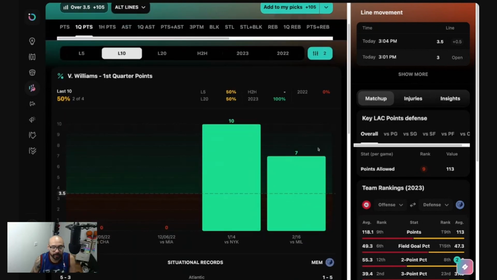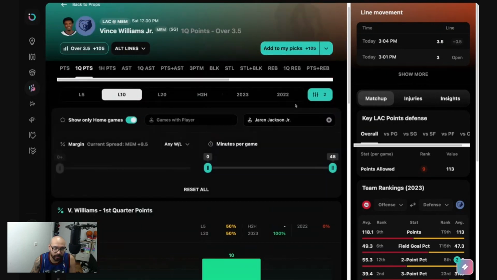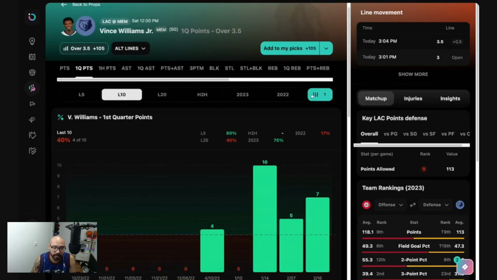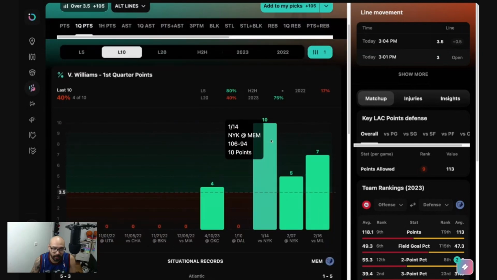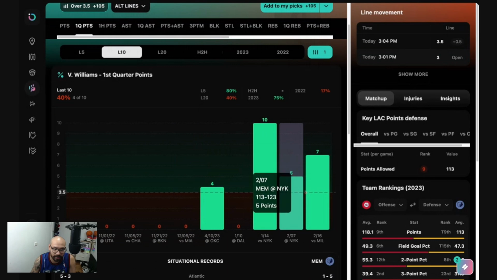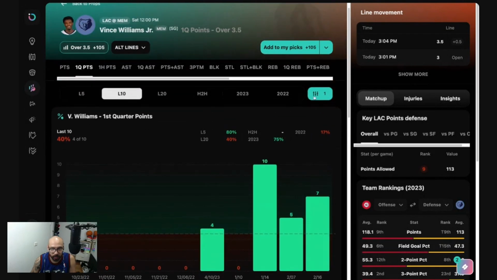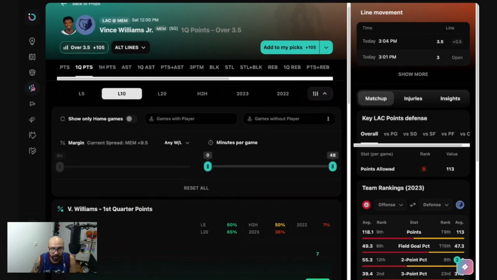Let's have a look. All right. So we know that. Hang on. I've still got the home filter on. Without Jaren Jackson Jr., there are 3 main games that we're looking at, right? The 2 games against the Knicks and against the Milwaukee Bucks. And Vince Williams Jr. has absolutely crushed it without Jaren Jackson Jr. in the lineup in the first quarter.